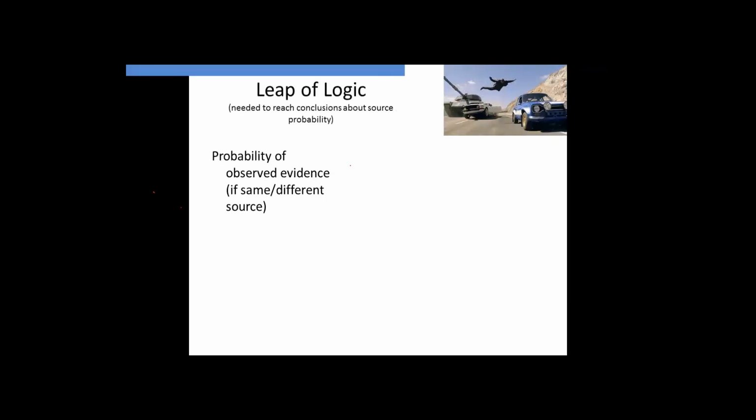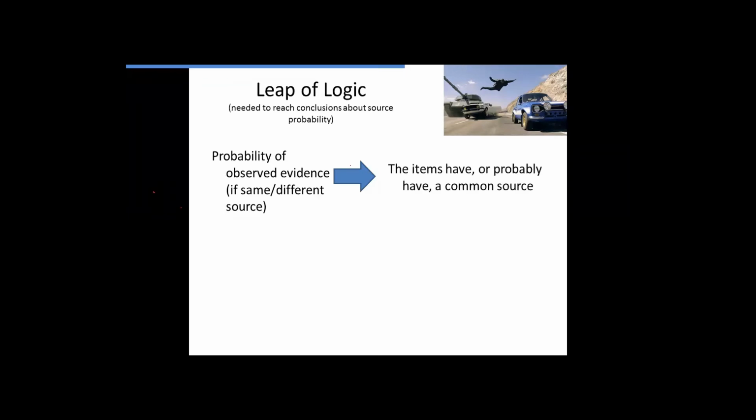From a Bayesian perspective, for you statisticians, the basic problem is this. The expert has lots of knowledge about the probability of the observed evidence under the assumption it's from the same or different source. So the expert is good, we think, at estimating conditional probabilities of seeing what is observed in the evidence if the items are from the same source or a different source.